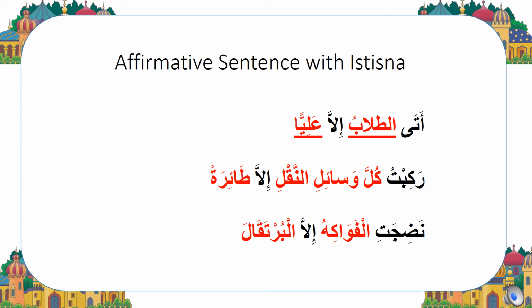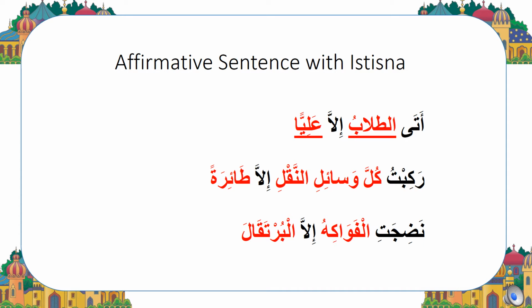In this example, mustasna الطلاب, the noun from which exception is made, is mentioned. This is why the accepted noun, aliyan, is mansub. Look at the second example. ركبت كل وسائل النقل إلا طائرة.